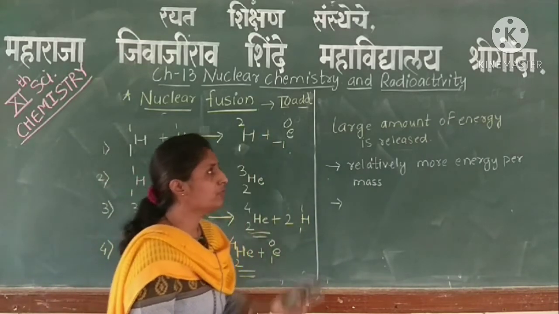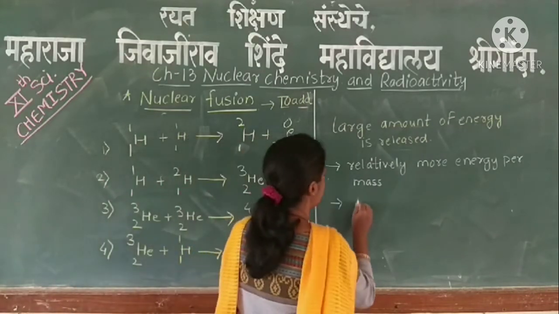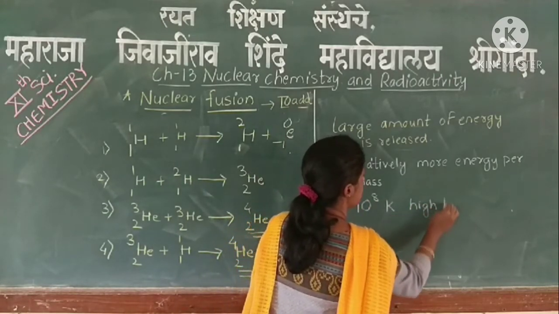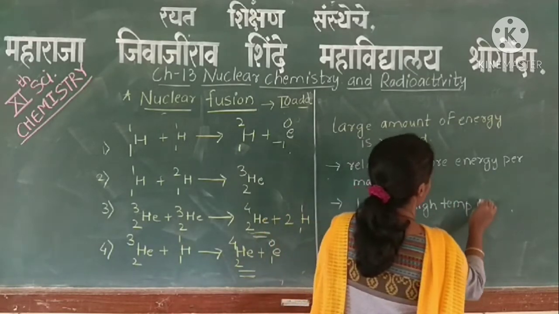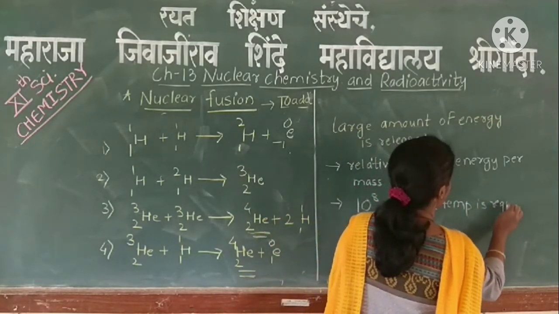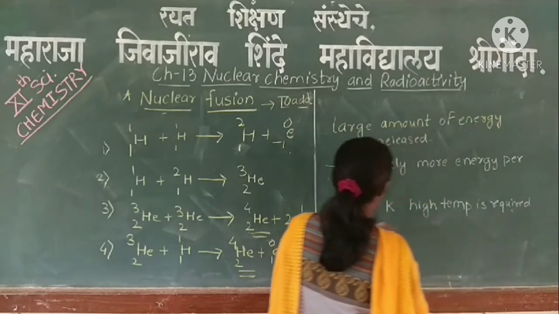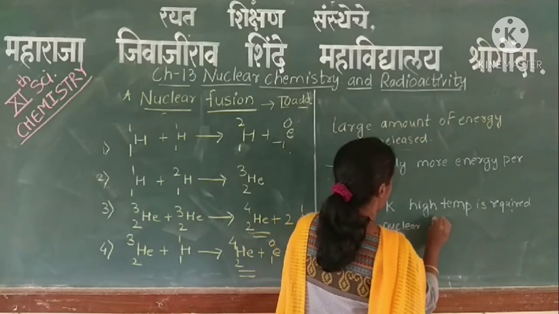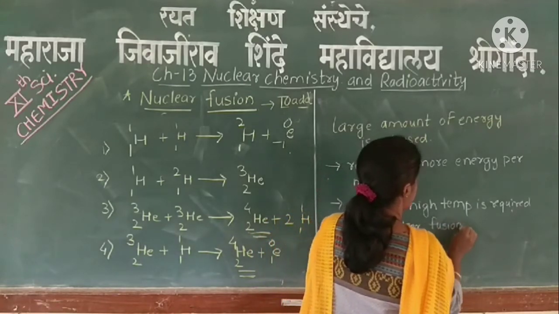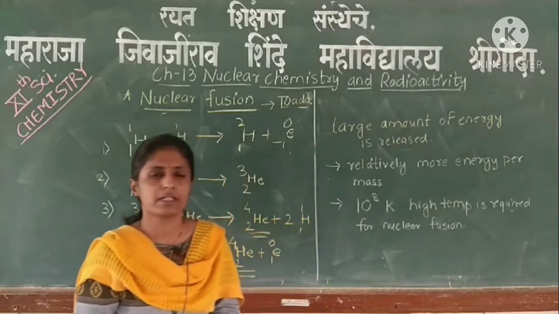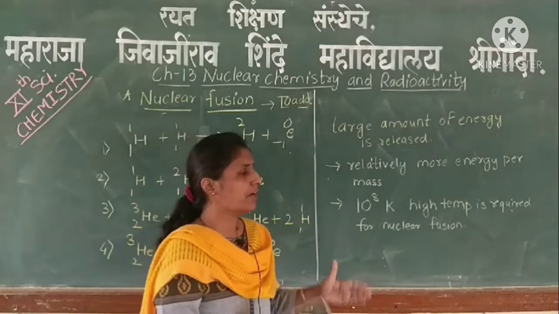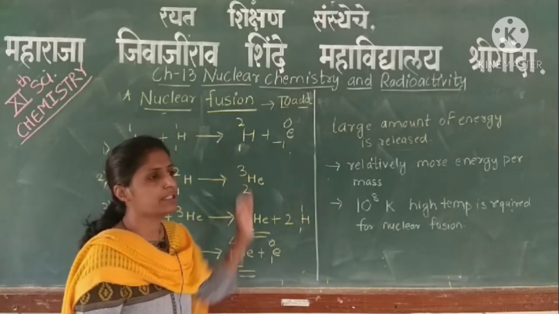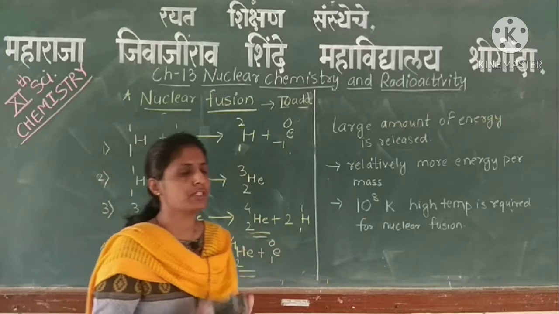But the only drawback of this is that it requires very high temperature. Okay, very high temperature is required for nuclear fusion. That's why scientists say that the sun is very hot. Why is it hot? Because their temperature is already very high, and since the temperature is very high, this type of reaction, nuclear fusion, is going on.